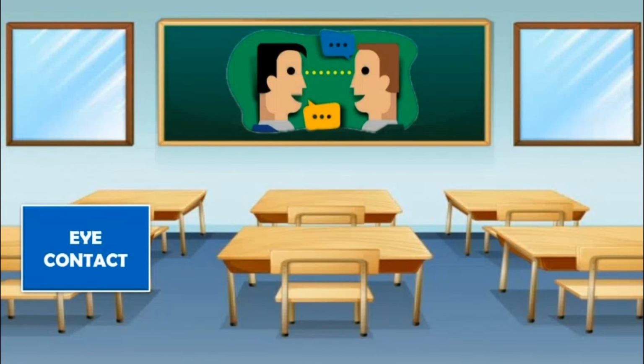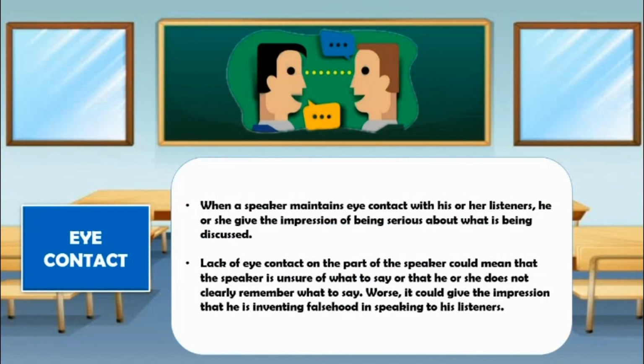Eye contact. When a speaker maintains eye contact with his or her listeners, he or she gives the impression of being serious about what is being discussed. Lack of eye contact on the part of the speaker can mean several things. It could mean that the speaker is unsure of what to say or that he or she does not clearly remember what to say. Worse, it could give the impression that he is just inventing things to say to his listeners. In addition, the culture of the audience may also dictate the eye contact practiced by the speaker. Eye contact is a crucial element of nonverbal communication.